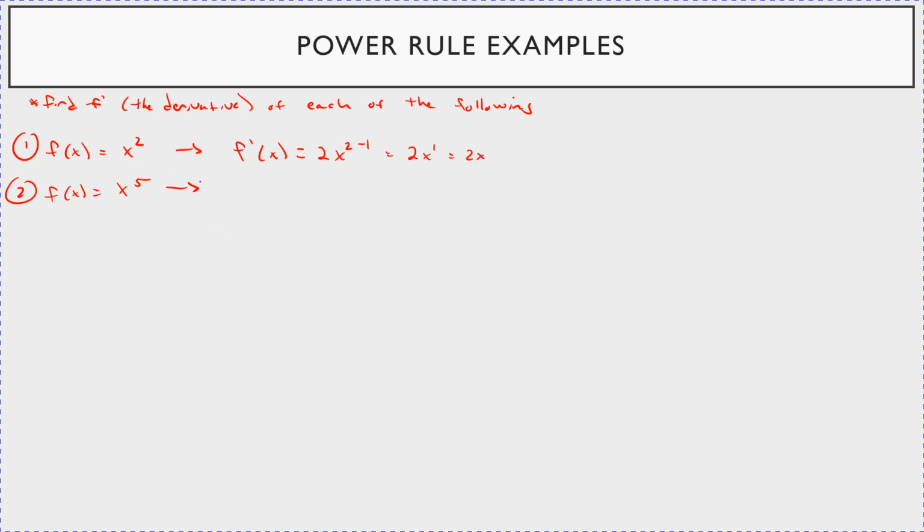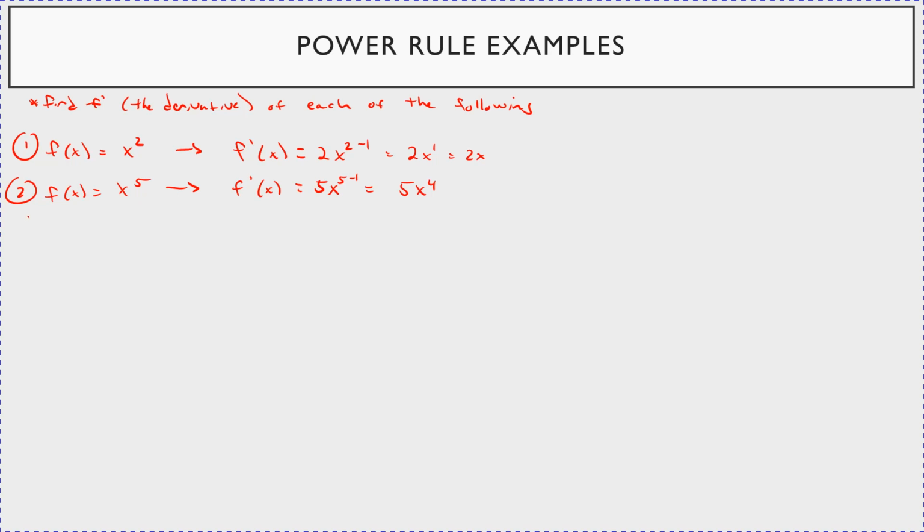If you have something like f of x is equal to x to the fifth power, again, just follow the rules. f prime of x, you're going to bring the exponent down in front, and then you're going to have 5 minus 1. Well, that would be 5x to the fourth. So very simple when these exponents are whole numbers like this.